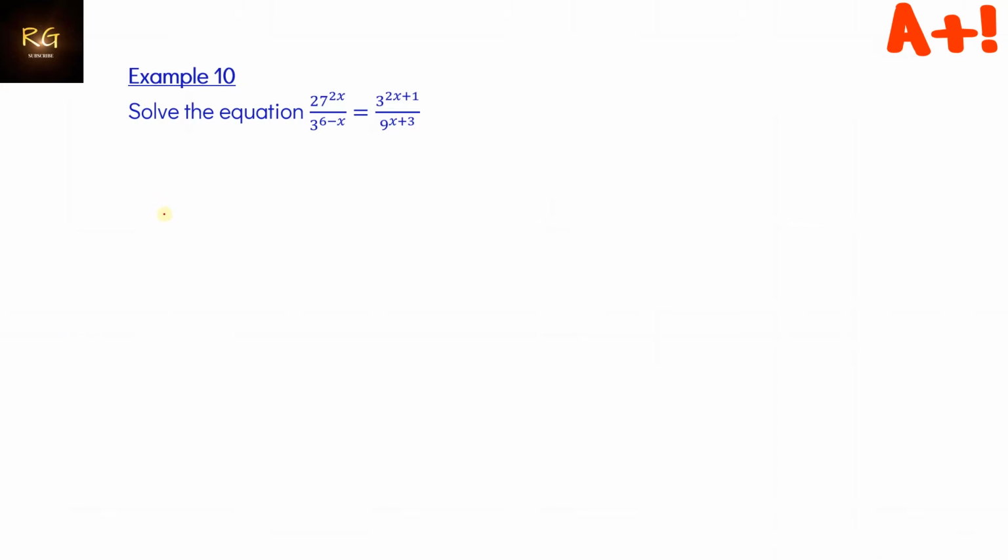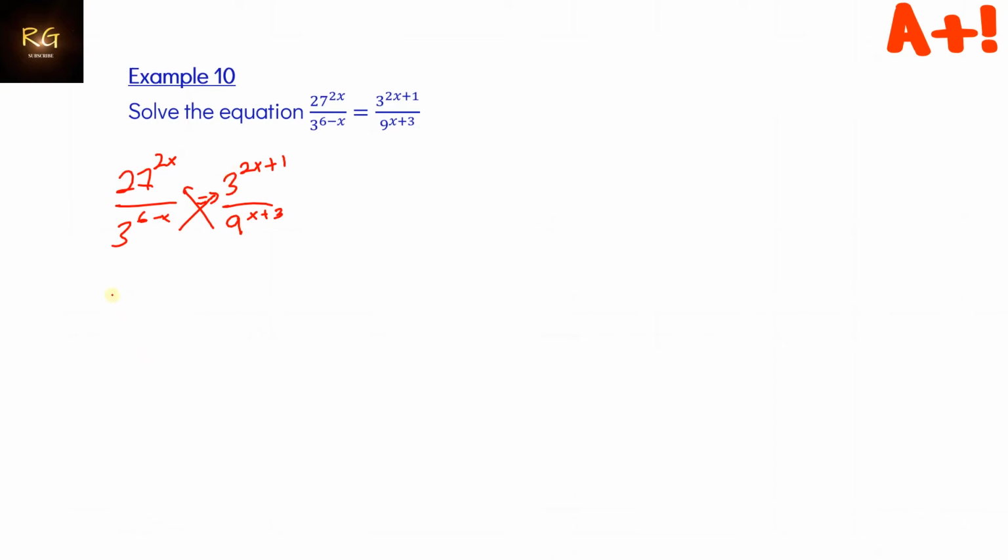Now let's try to solve example 10. Example 10 is very similar to example 9 that we did just now. So first of all, let me rewrite the equation. 27 to the power of 2x over 3 to the power of 6 minus x equals to 3 to the power of 2x plus 1 over 9 to the power of x plus 3. So again, we need to cross multiply it so that it will become one single linear equation.